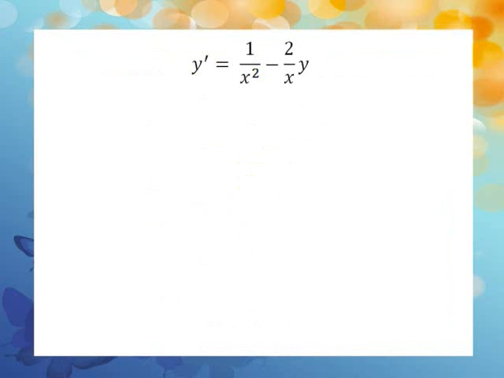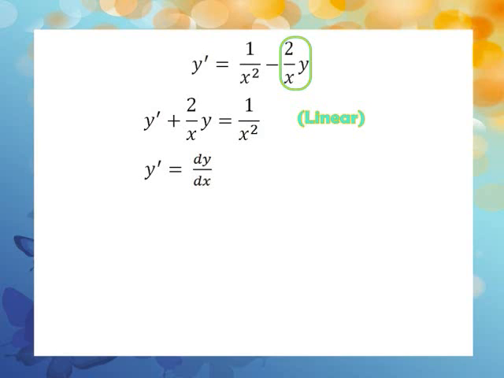We then transfer this term right here on the left side of our equation, so as to follow the general form for linear ordinary differential equation. Note that y prime is equal to dy over dx. And so we have dy over dx plus 2 over x times y equal to 1 over x squared, where p of x is equal to 2 over x.